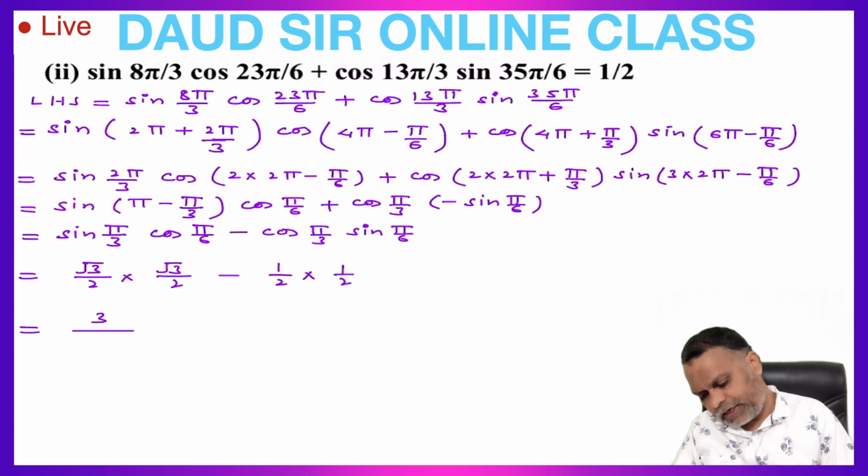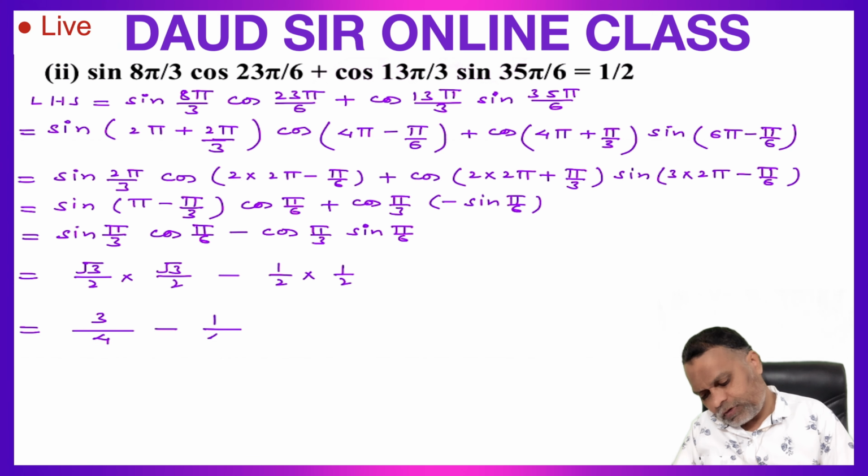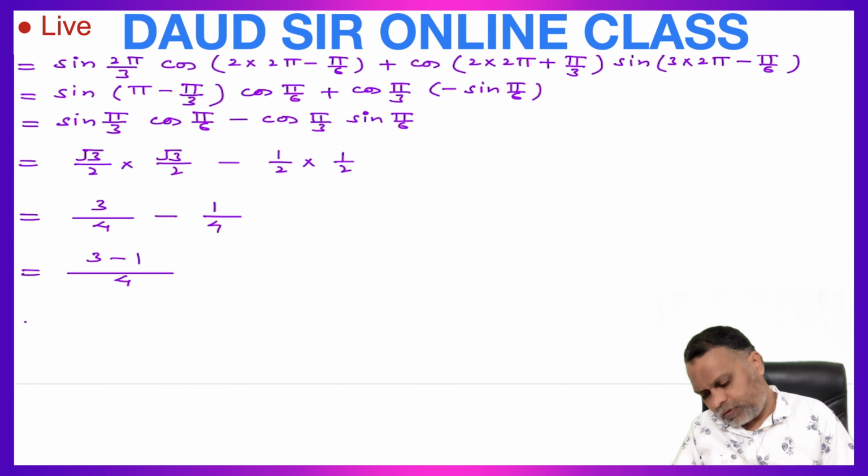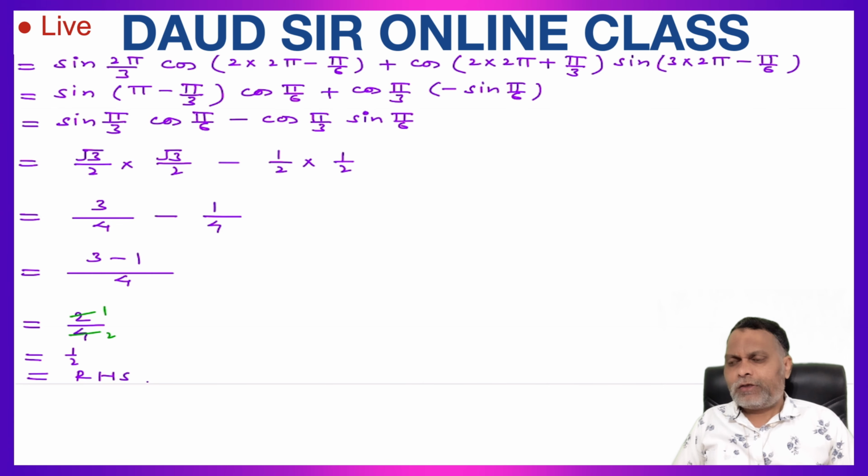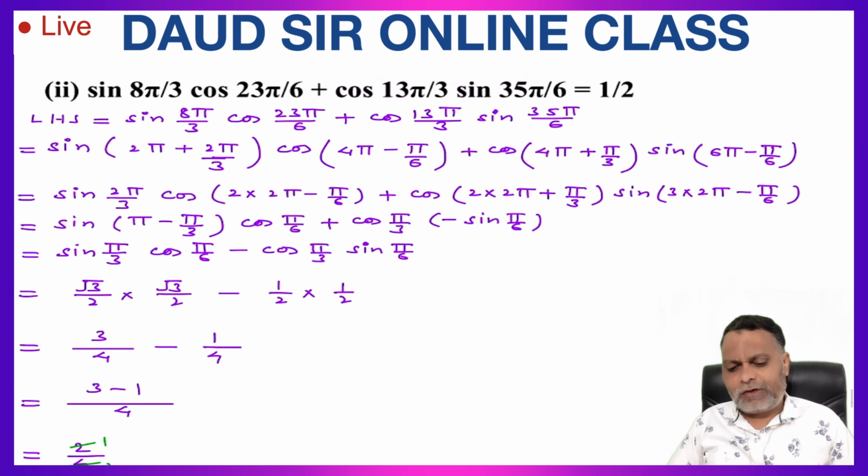Root 3 into root 3, 3 upon 2 into 2, 4, minus 1 upon 2 2s are 4. Take LCM. 4 LCM, 3 minus 1, 2 upon 4, 2 1s are 2, 2 2s are 4, which is equal to 1 upon 2, which is equal to right hand side. So 1 upon 2 is our required right hand side.